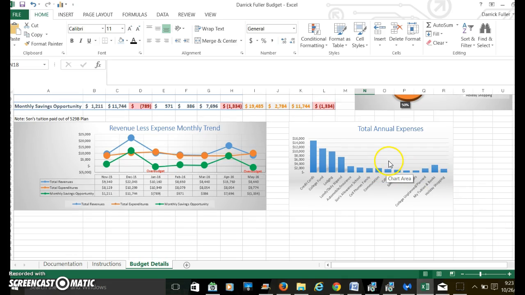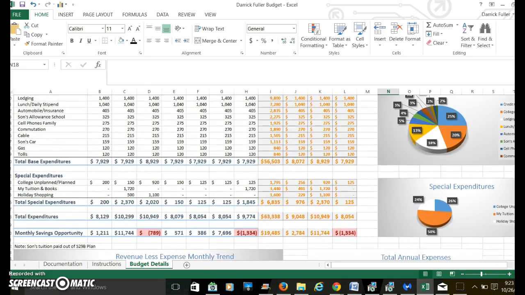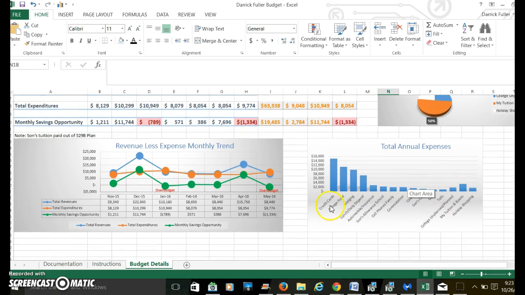You see here we have a bar chart that lists out, just tried to make it a little bigger, that lists out my total annual expenditures. The first two pie charts are by month, and the bar graph is the annual.